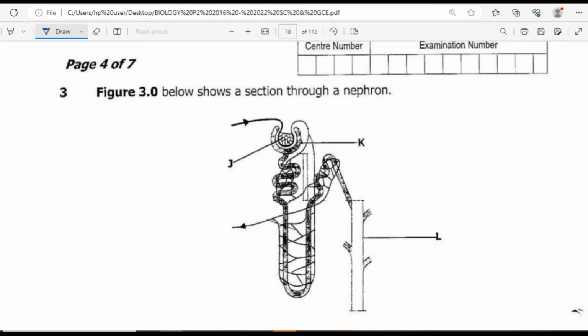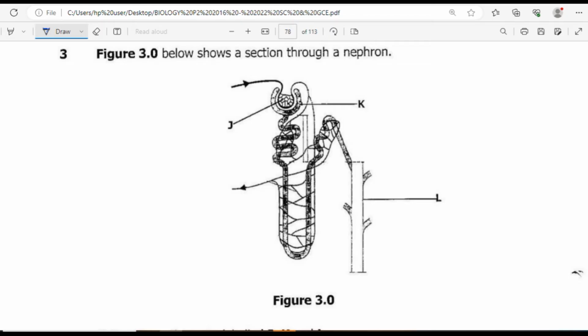Now we move on to another question. Figure 3.0 shows a section through the nephron. If you look at the nephron, we are looking at the microscopic or functional unit of a kidney. This is where urine formation occurs. And the processes under urine formation, we know we'll have pressure filtration, selective reabsorption, and also osmoregulation. All these processes, plus some that I've not mentioned, occur in a nephron.